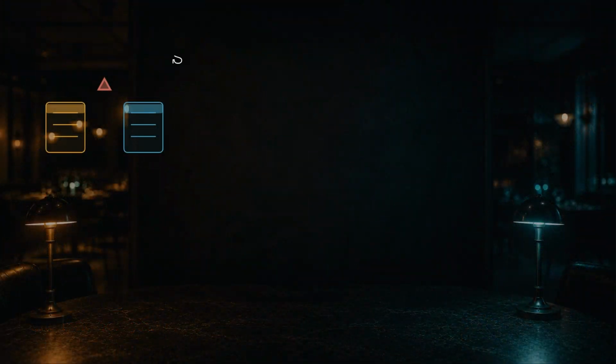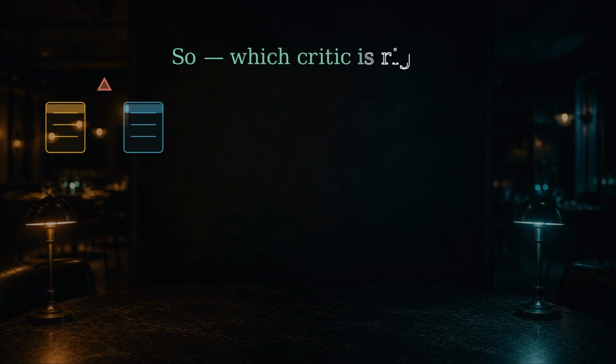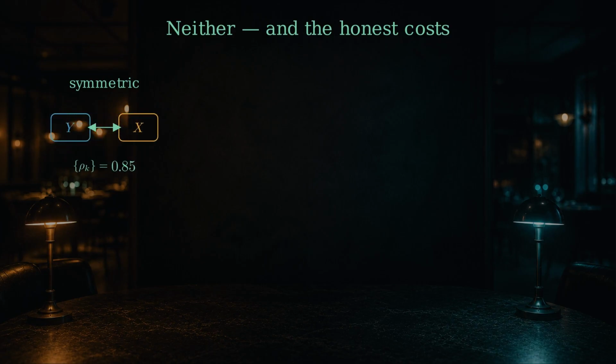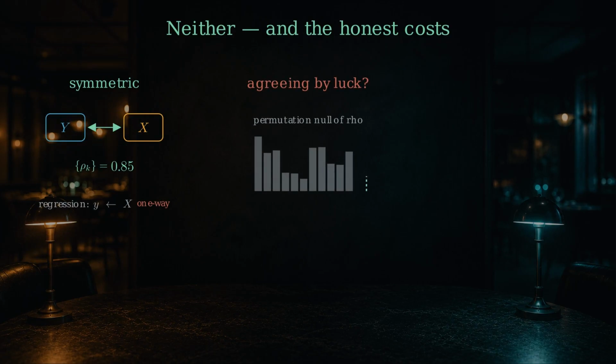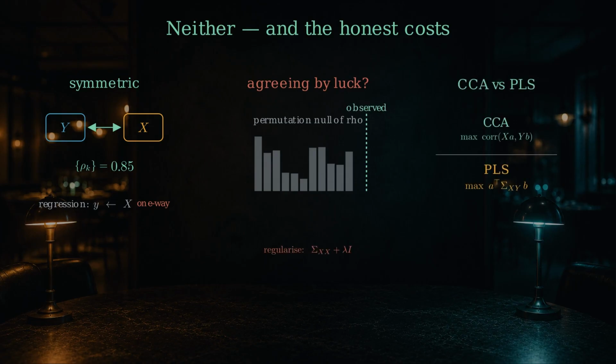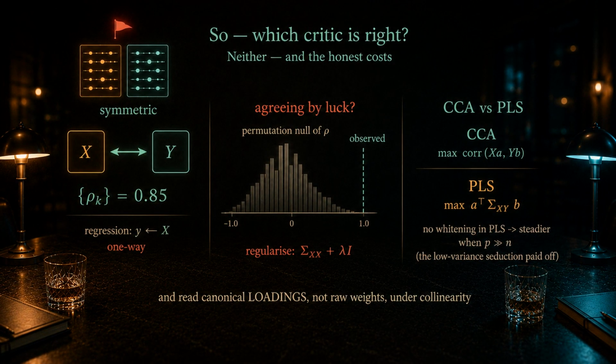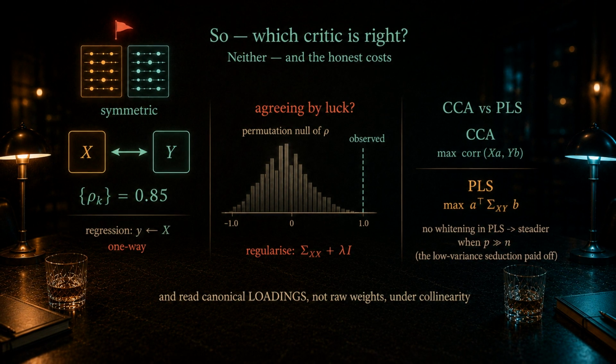So which critic is right? Neither, and 3 honest points tell you why. First, symmetry. Unlike regression, which predicts one thing from another, this treats both views as equal. Swap them, and the correlations are unchanged. Second, overfitting, agreeing by luck. To check, shuffle the pairings and see how high the correlation climbs by chance. If your real number isn't clearly above that noise, it isn't real. In high dimensions, regularize, add a small ridge to the diagonal. Third, that catch about whitening.